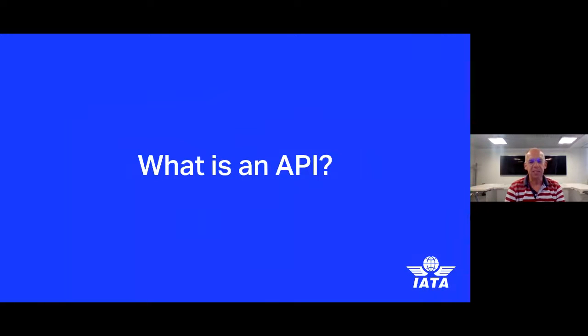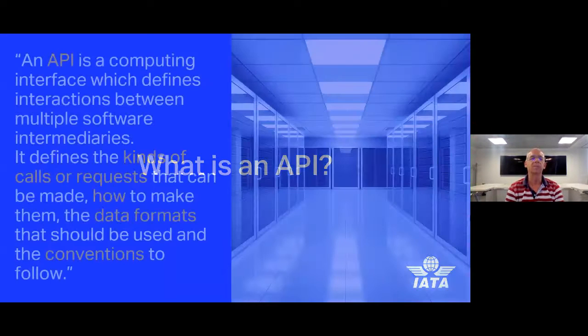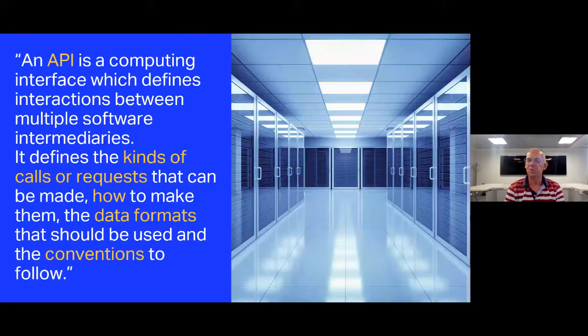When we talk about API, it's a very loaded word. It's used by many people and it doesn't always mean the same thing. So let's define it. An API, and I'm going to read this out just to be clear for you. An API is a computing interface which defines interactions between multiple software intermediaries. It defines the kinds of calls or requests that can be made, how to make them, the data formats that should be used, and the conventions to follow. Okay? So this is a comprehensive definition of an API. In common language, API means a way of connecting, but it's not enough for us. We need to go a bit deeper than that. And here you have a definition that we've used.